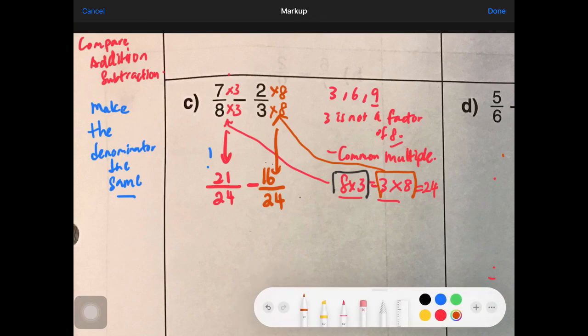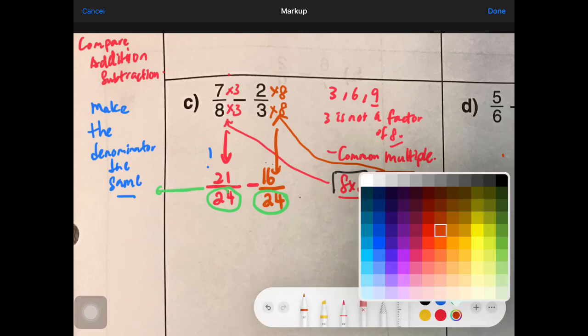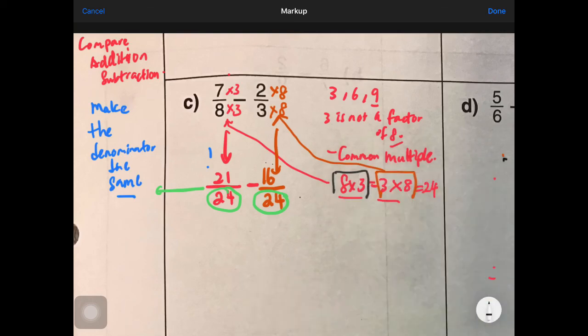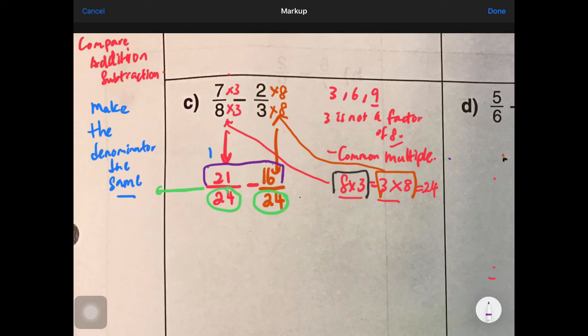So now can you see that both denominators are the same? Now you can subtract them. How do you subtract? Take 21 minus 16 over the denominator, which remains the same, and you get the answer. So this is what you need to do.